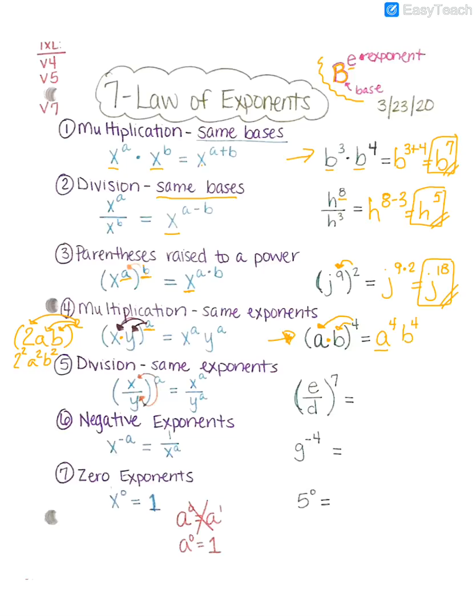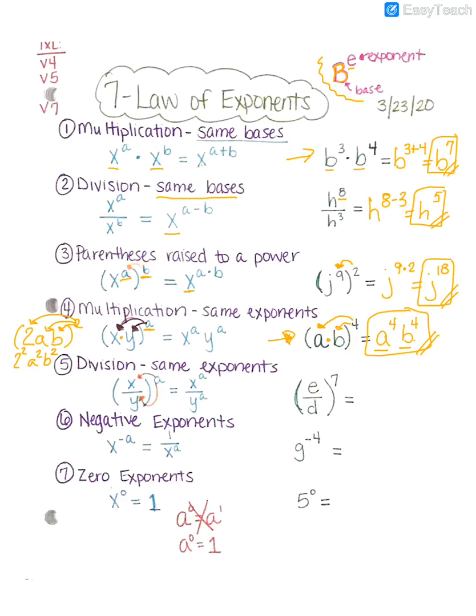And because they're not the same base, then we can no longer simplify. So then that will be your final answer. If they were to be the same base, then you would go ahead and combine them and simplify it and go back to the property number 1, which is the multiplication with the same bases.